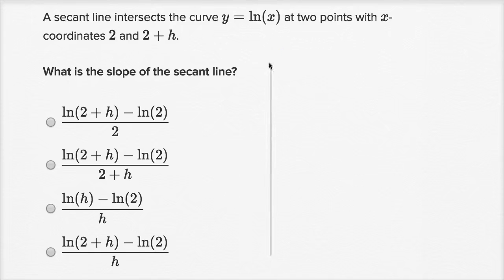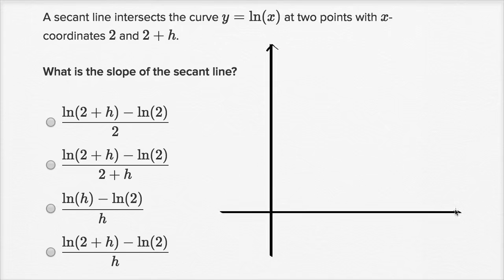So let me draw my y-axis, and let me draw my x-axis. And y equals the natural log of x is going to look something like this. I'm obviously hand drawing it, so not a great drawing right over here. And so when we have the point 2 comma natural log of 2, so if this is 2, then this right over here is the natural log of 2. So that's the point 2 comma natural log of 2.